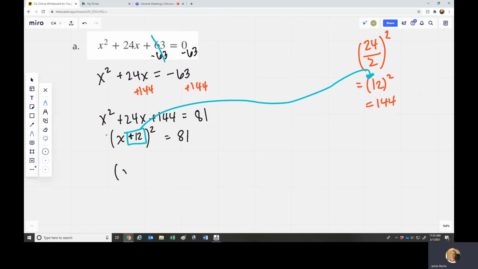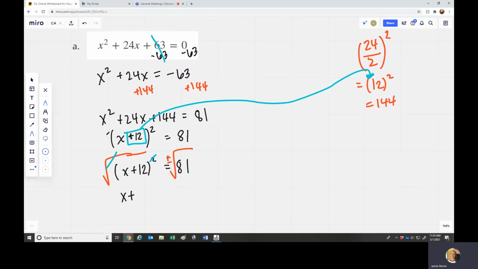Okay, so that gives you x plus 12 all squared equals 81. Now we can use the square root method to finish solving this. So take the square root of both sides. Make sure to do the plus or minus on the number side. It's going to cancel out on the left. The square cancels with the square root.